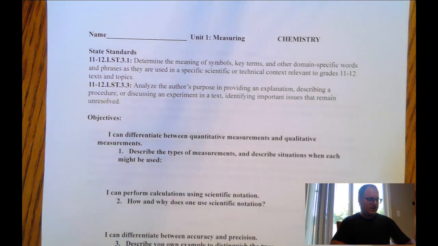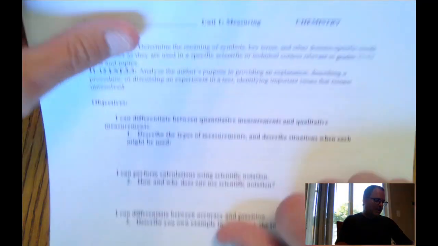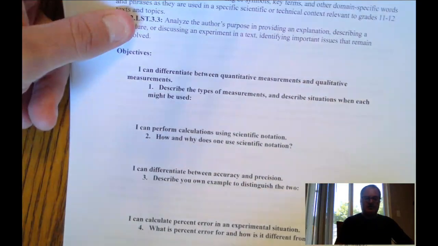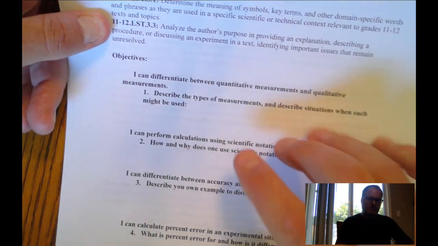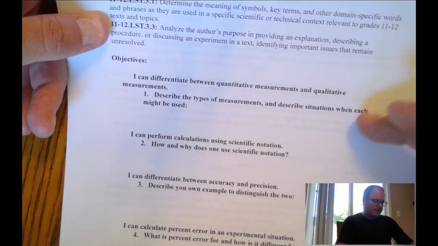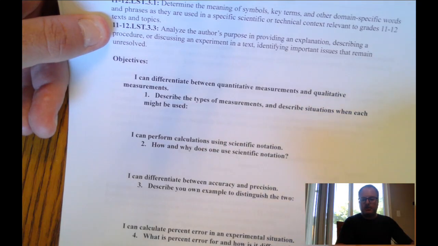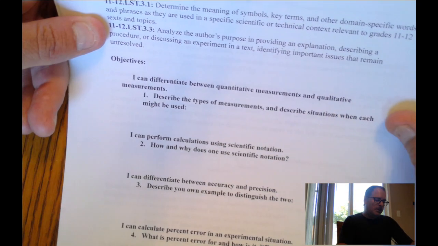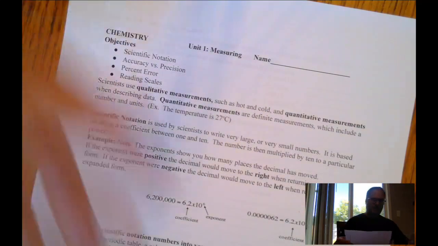So each one has, first off, the state standards. That's what the state requires, and then it has a list of standards-based objectives. This is basically everything that this packet covers from an objective standpoint. So after you do a section, you may want to go through here and see which one of these you can do. Today is the first lesson, and that deals with scientific notation.